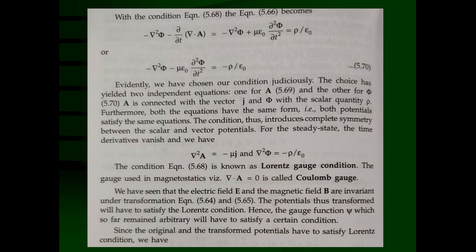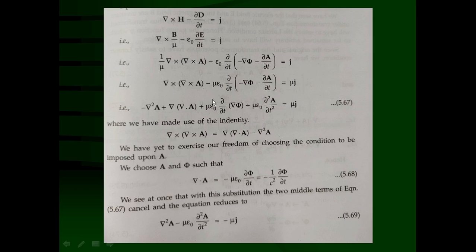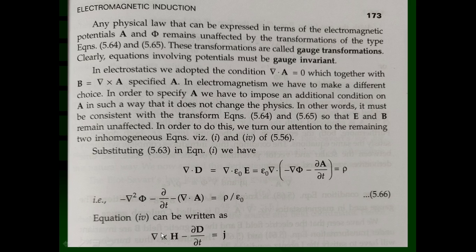The same thing we can do with the previous result, equation 5.66. Divergence of A we can substitute here. In this equation 5.66, if we substitute divergence of A equal to minus mu epsilon 0 del phi upon del t, the Lorentz gauge condition, we can simplify it.